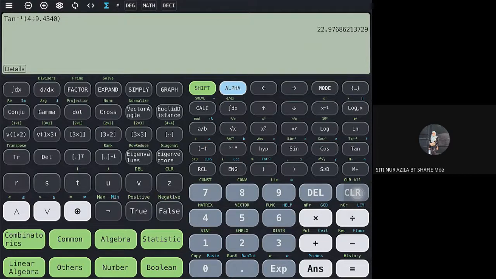You can use either the divide button or the fraction button, the ABC button. Let's say I want to use ABC, then we'll have 9.4340. Okay, you should get the same answer. Round it off to 2 decimal places. So the answer is 22.98 degree.